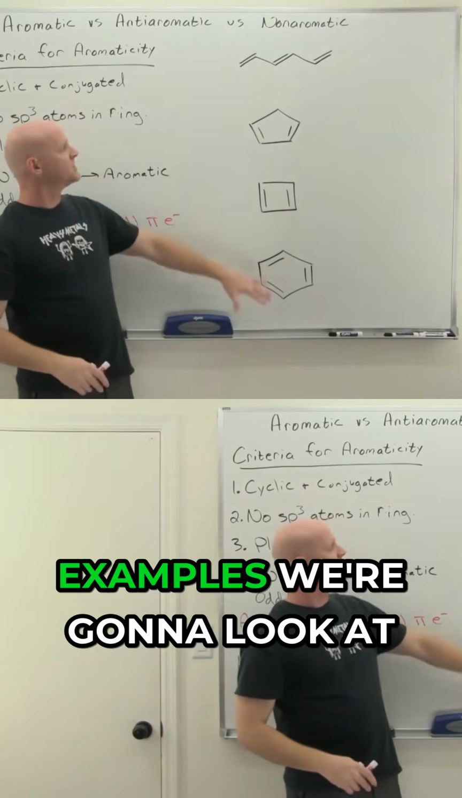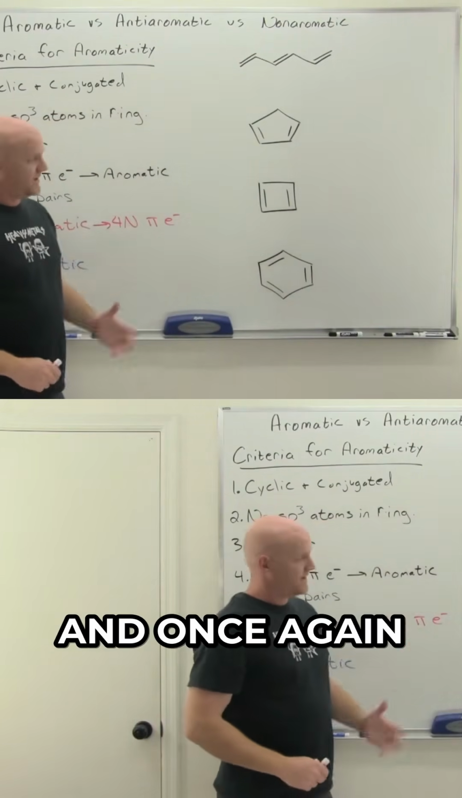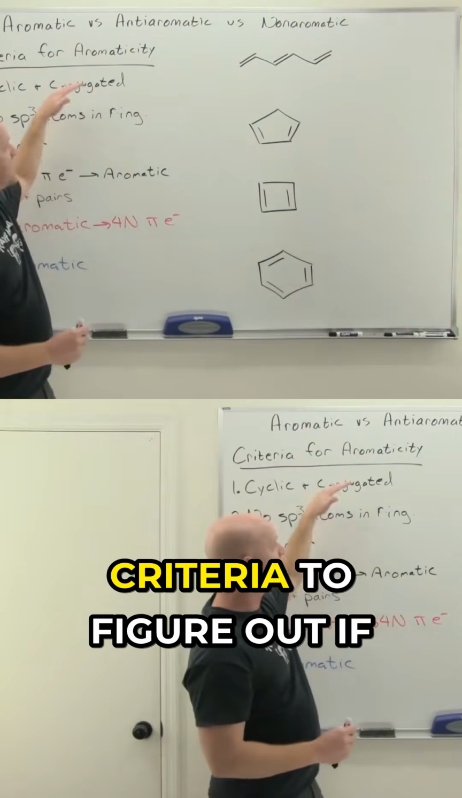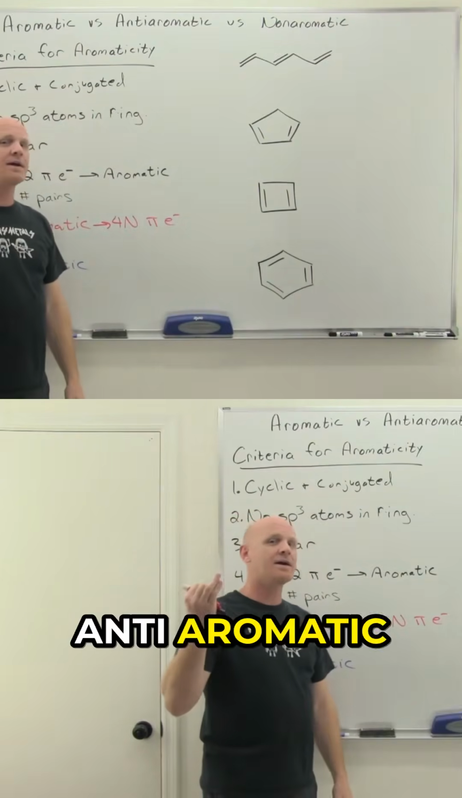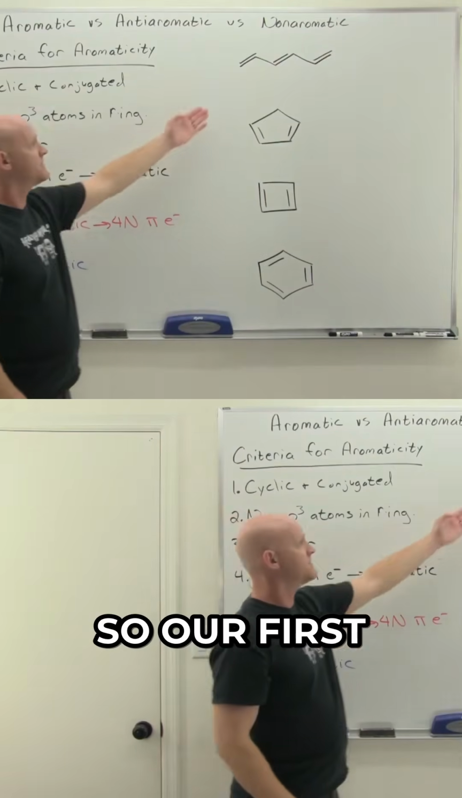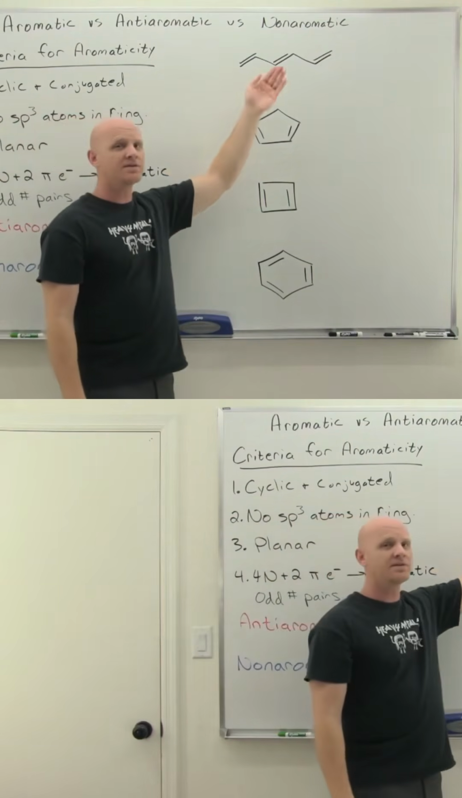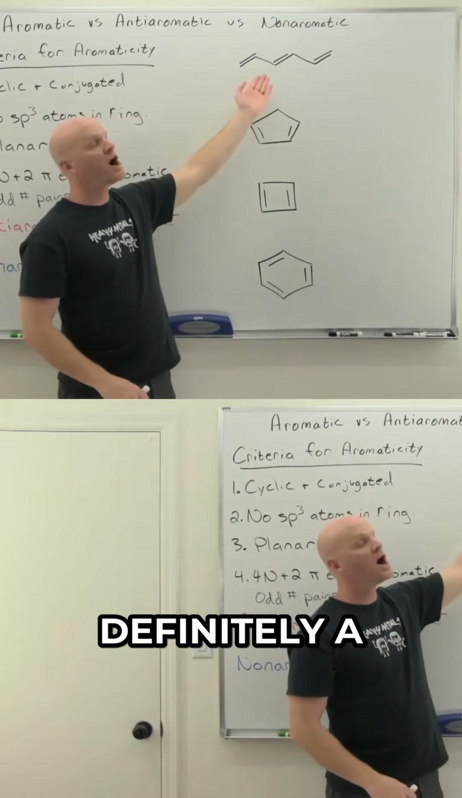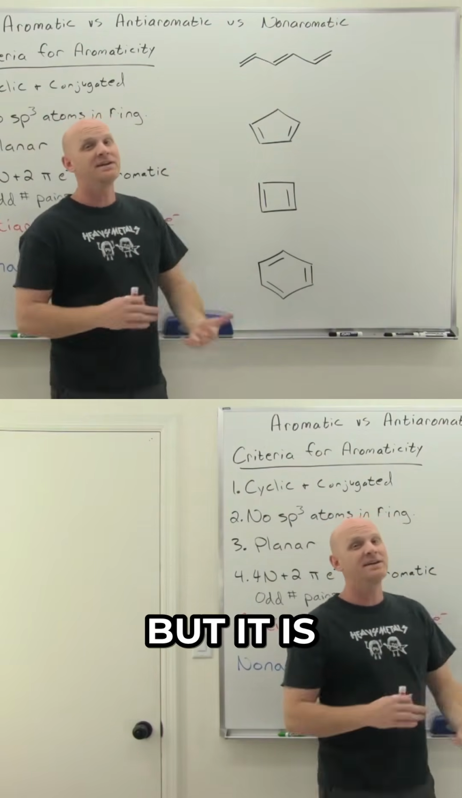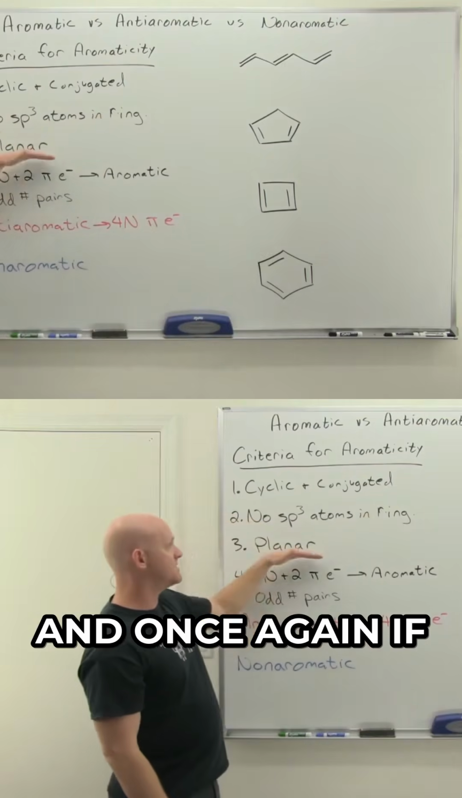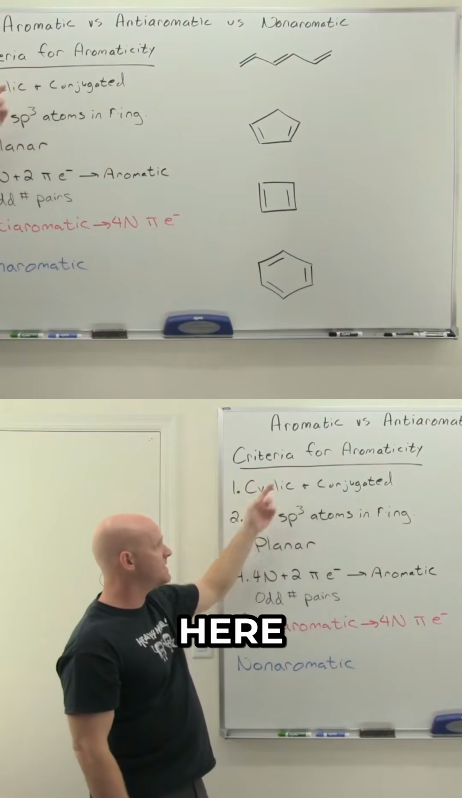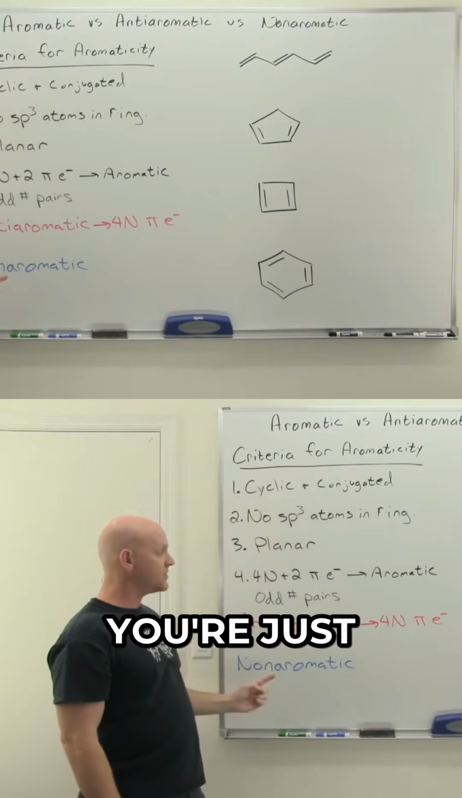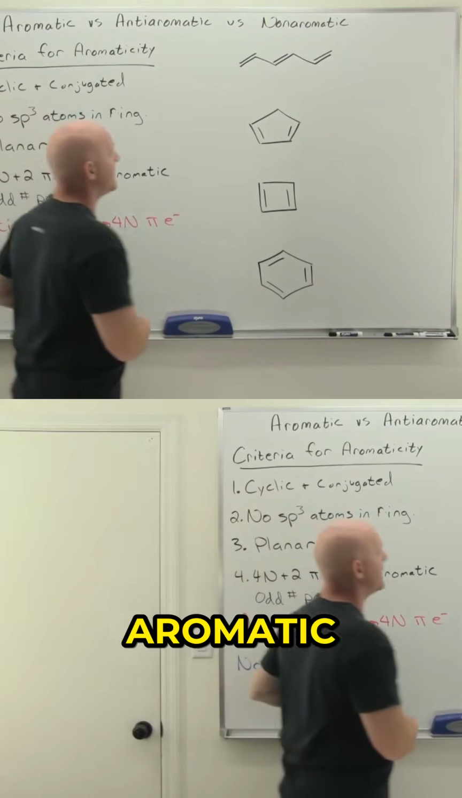The first four examples we're going to look at are these, and once again, we're just going to quickly use our criteria to figure out if they're aromatic, anti-aromatic, or non-aromatic. So our first example here is 1,3,5-hexatriene, something we studied in the last chapter, and it's definitely a conjugated pi system, but it is not cyclic. And once again, if you fail any of the first three rules here, i.e. by not being cyclic, then you're just plain non-aromatic here.